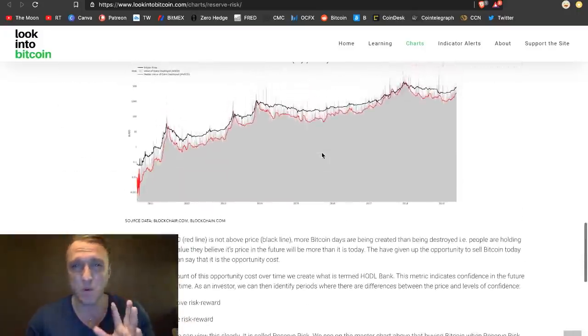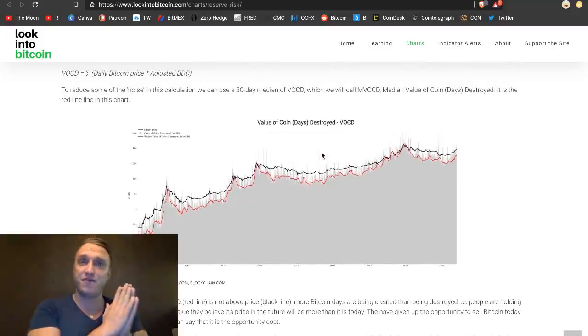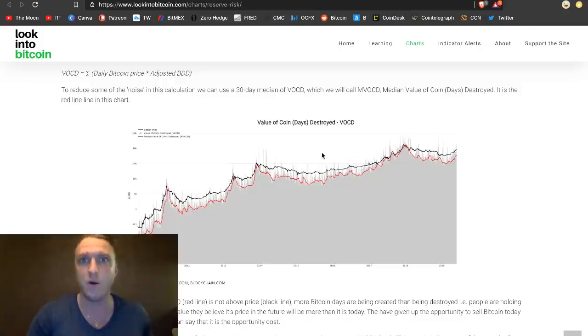And what we can see basically is that in fearful and desperate times like right now, people move their Bitcoin very often. They do not hold them. They do not have confidence in them. That means that a lot of Bitcoin days get destroyed over and over, and no Bitcoin days get accumulated, which means we have a lot of disparity.